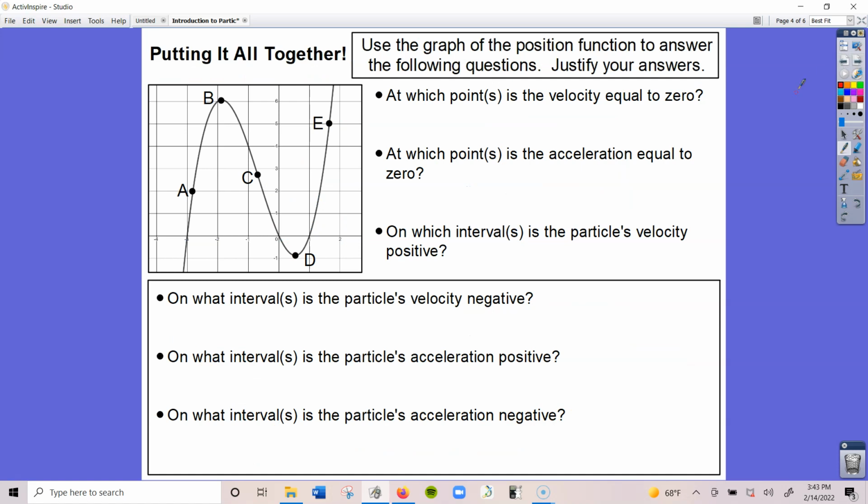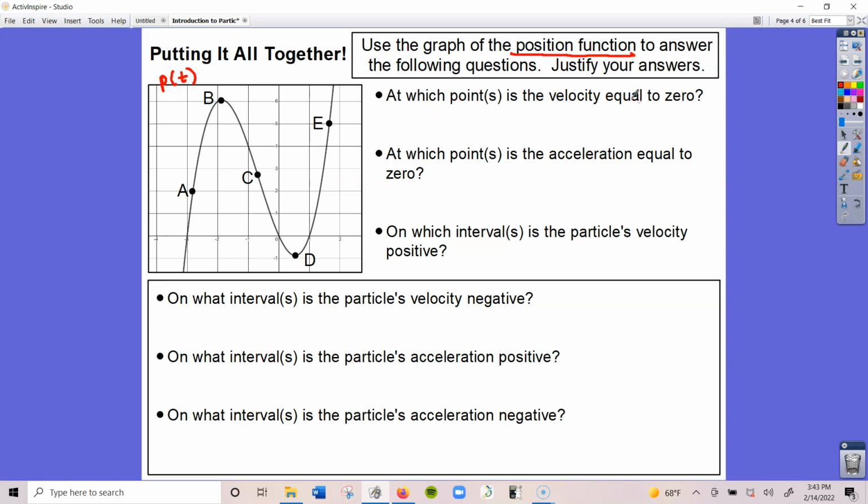So now let's put this together on a graph. At which point is the velocity equal to 0? Now this graph here, we are told, is the position function. So I'm just going to label this P of t. So remember that position we associate with f of x, our original function.